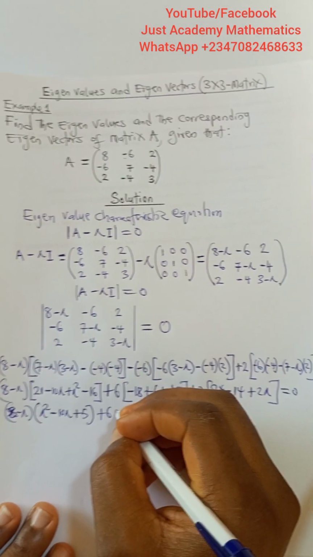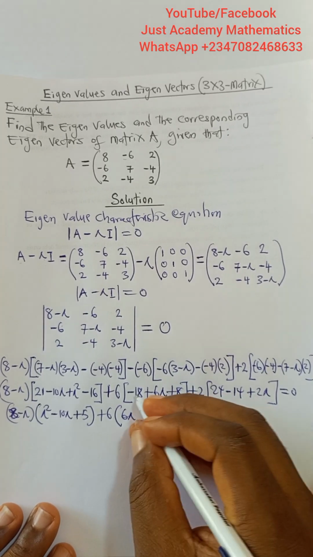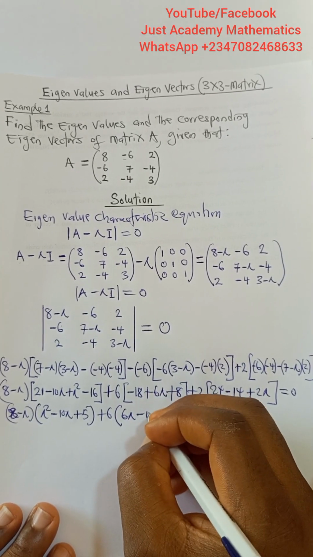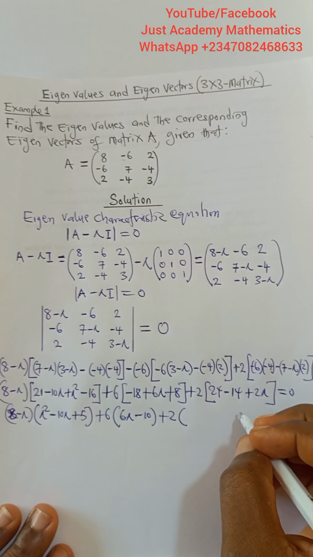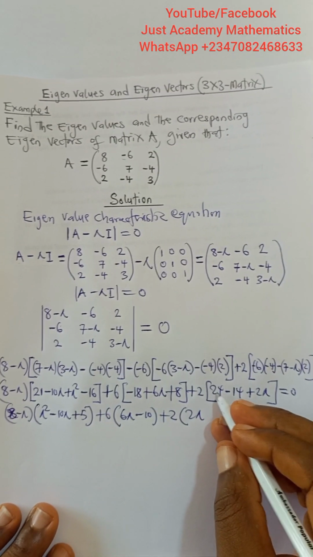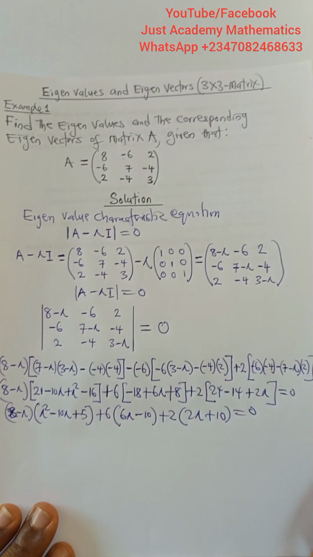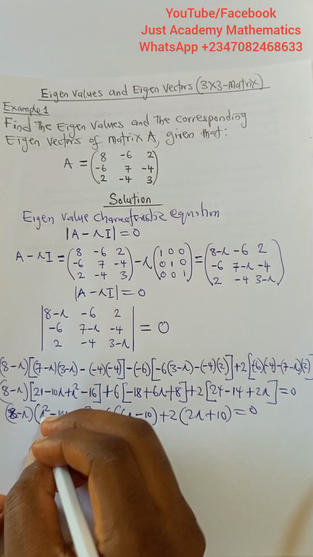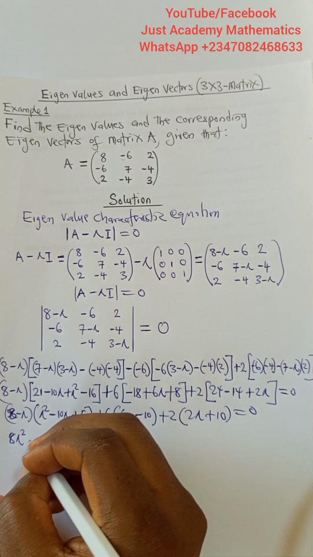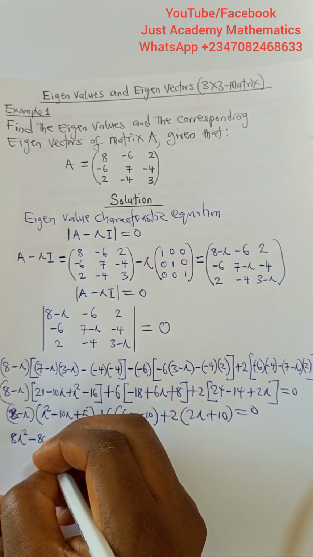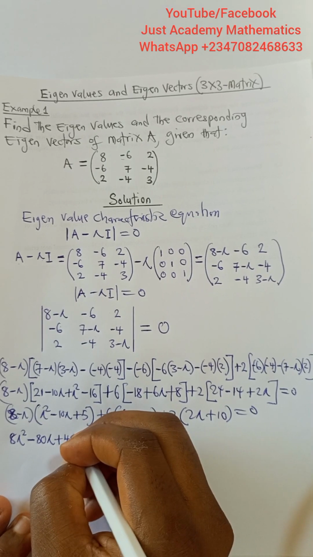Then plus 6 times (6 lambda minus 18) plus 8 minus 10. Then plus 2 times (2 lambda, 24 minus 14 plus 10) equals 0. Let's open up. So 8 times lambda square will give me 8 lambda square. 8 times minus 10 lambda is minus 80 lambda. 8 times 5 is plus 40.